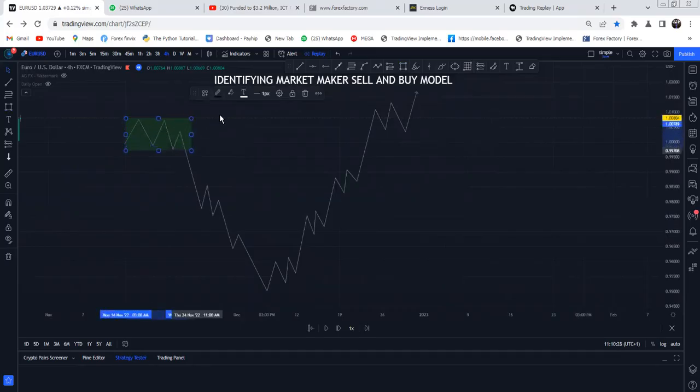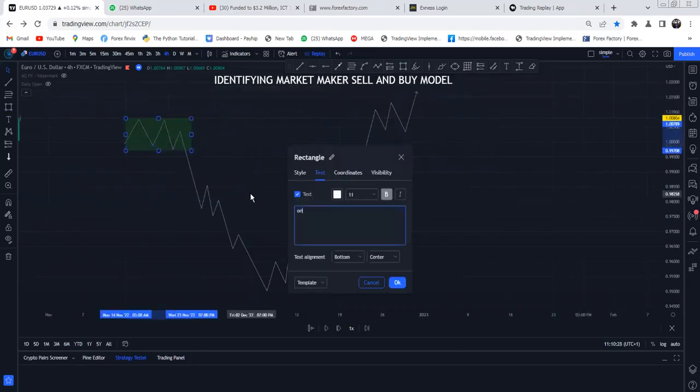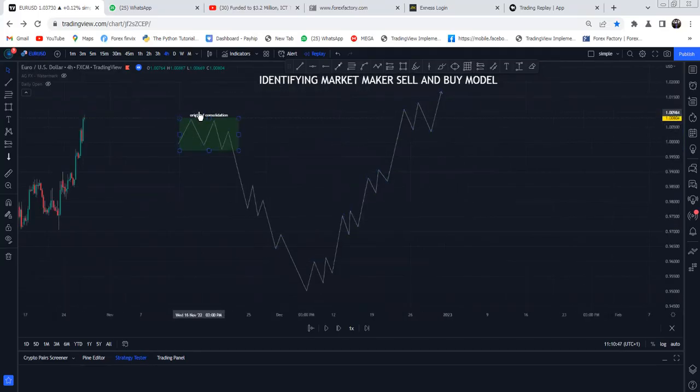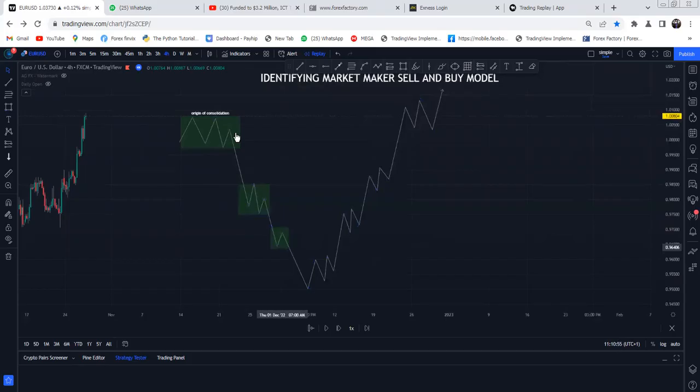Here we have the origin of consolidation. All right, origin of consolidation. Let me put that at the top for you. So here is our origin of consolidation. This is where price left before it dropped this much. On the way of dropping, we spot like it can be 2 or 1 consolidation phases on the move from the origin of consolidation. It can be more, but the main thing here is for you to understand the concept behind all this.